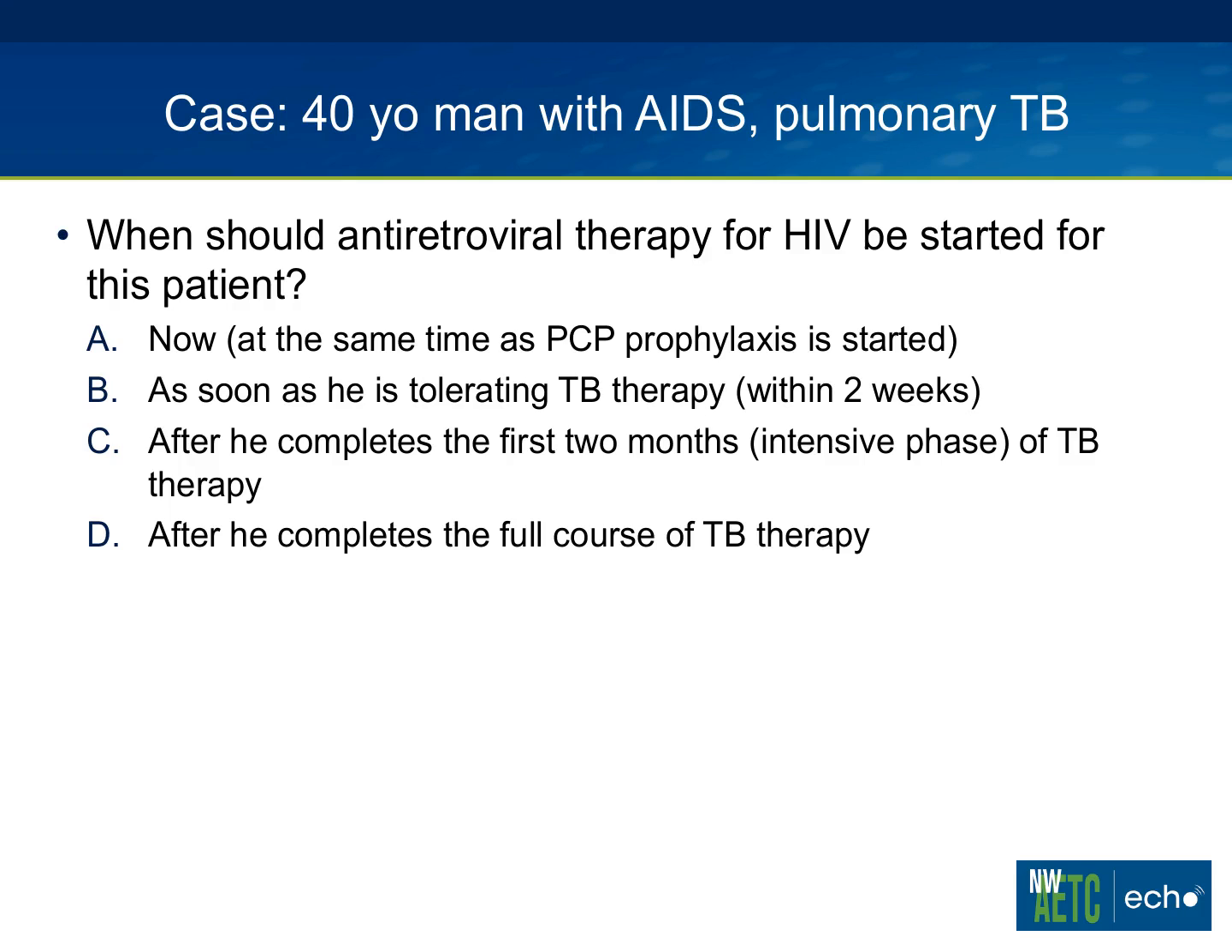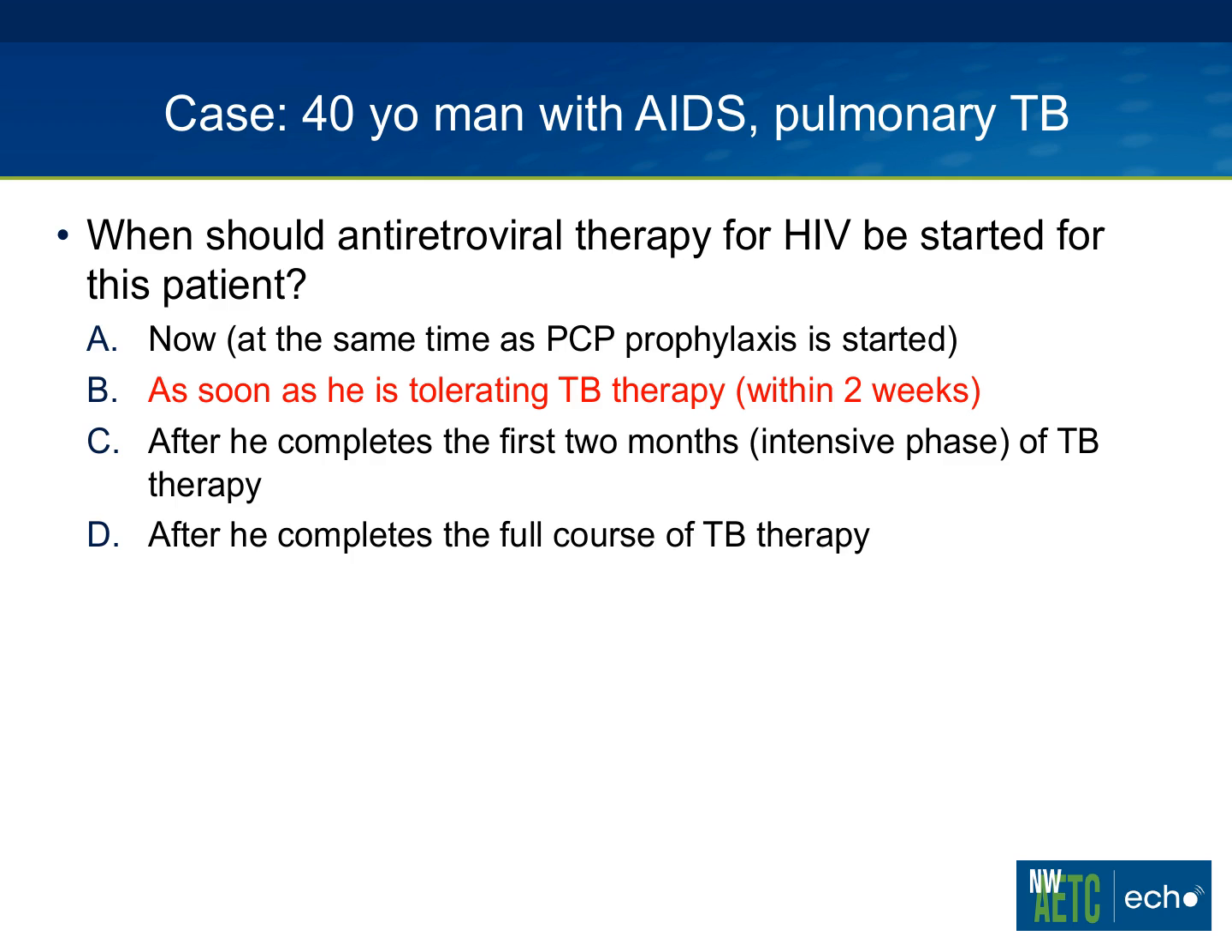So returning to our question of when should antiretroviral therapy for HIV be started for this patient, recall that his CD4 count is now known to be 22. And so based on the results of the studies we've just reviewed, I think we would all agree that ideally he would want to start antiretroviral therapy as soon as possible.